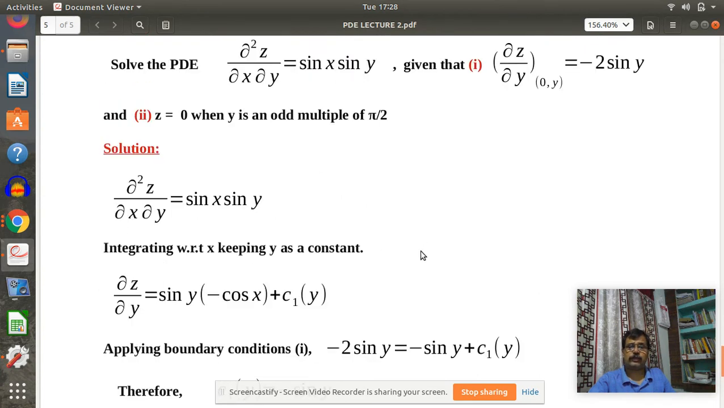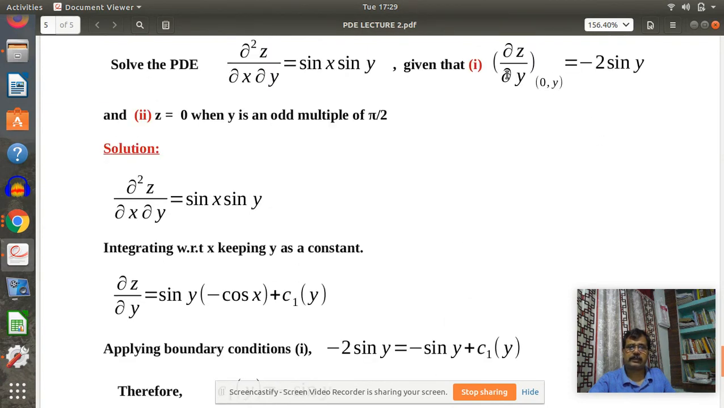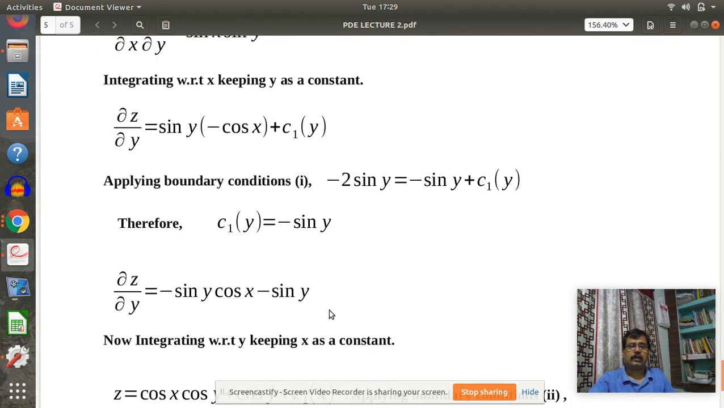Applying the boundary condition for ∂z/∂y, that is given, it is minus 2 sin y. So when we apply this boundary condition, that is ∂z/∂y at x equal to 0 equal to minus 2 sin y, we get minus 2 sin y equal to, we are putting x equal to 0, so cos 0 is 1. So we get minus sin y plus c1 of y. Therefore, c1 of y equal to, taking this minus sin y to this side, minus 2 sin y plus sin y, that is minus sin y. So we get c1 of y equal to minus sin y. Okay. So ∂z/∂y becomes minus sin y cos x minus sin y.